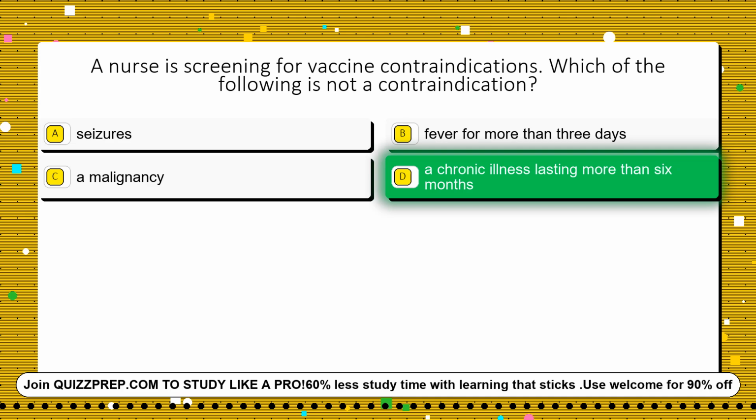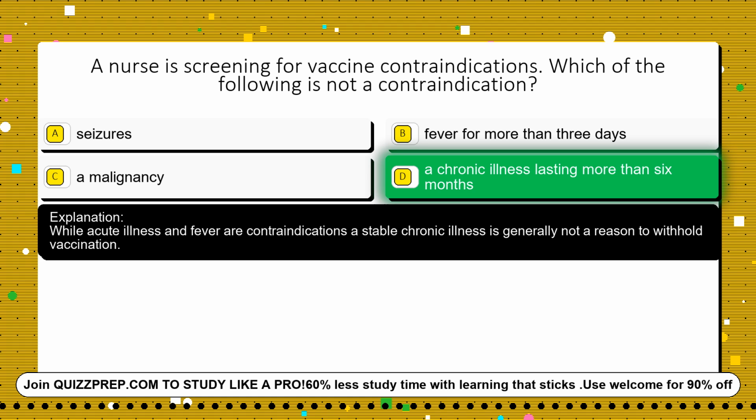The correct answer is option D. A chronic illness lasting more than 6 months. While acute illness and fever are contraindications, a stable chronic illness is generally not a reason to withhold vaccination.